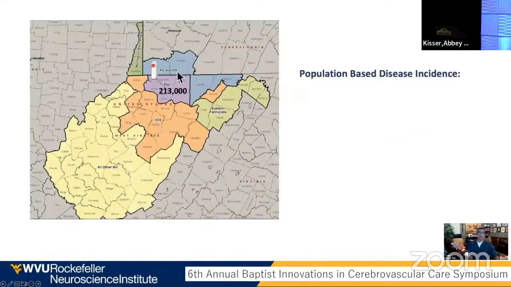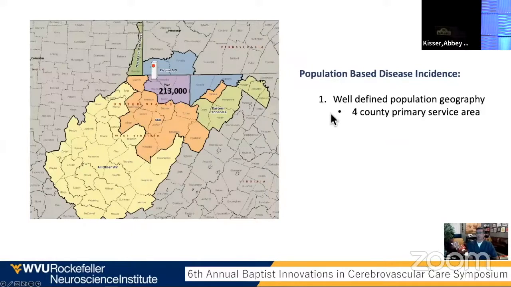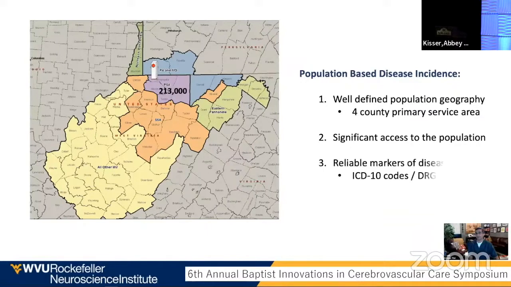The next step was to determine what was the incidence in our population. And 3 key variables of good population studies are a well-defined population geography, which in this case is our 4-county primary service area in the northern part of the state in West Virginia, where our hospital is located. Another critical element is having significant access to the population and reliable markers of the disease.